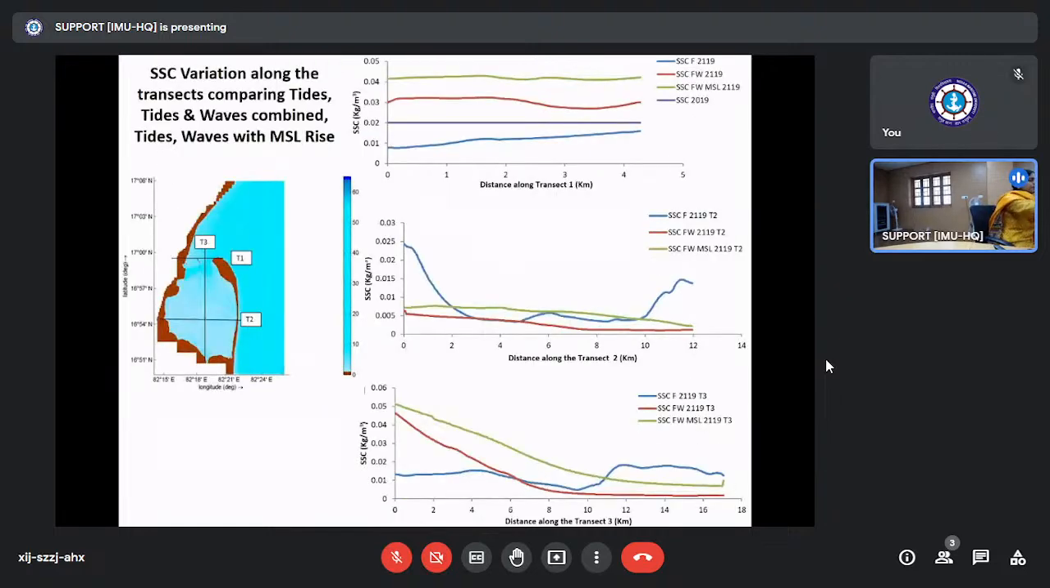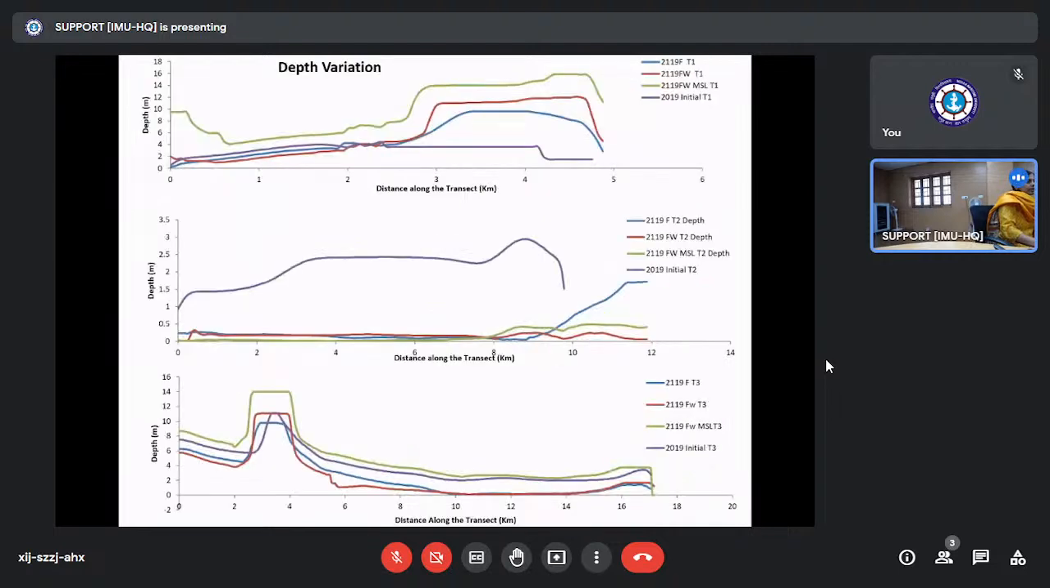Then at transect 2, which is inside the Kakinada Bay, it is seen that depth is decreasing, which is showing that the deepening of the bay has occurred. Then along transect number 3 from north to south, again we can see it is starting from the top. The higher values are showing the Kakinada channel, and thereafter again the depth is lowering down along the transect.